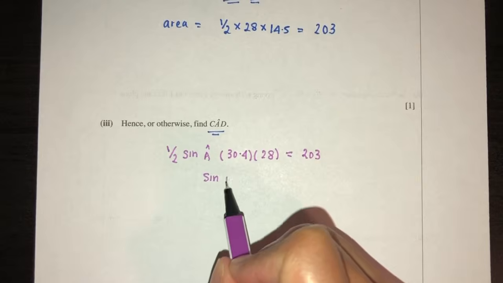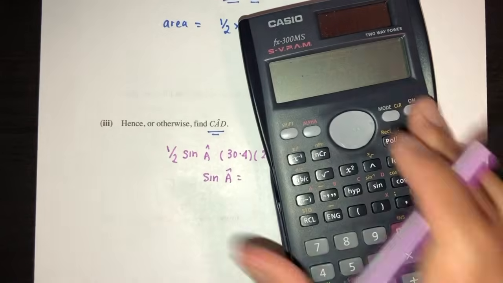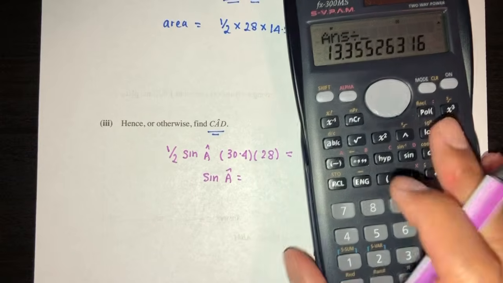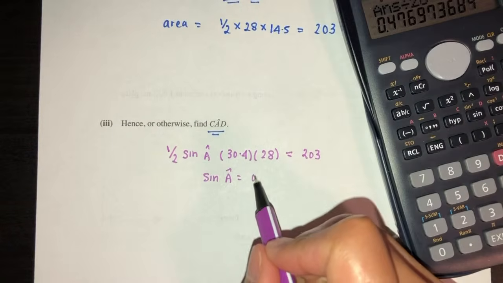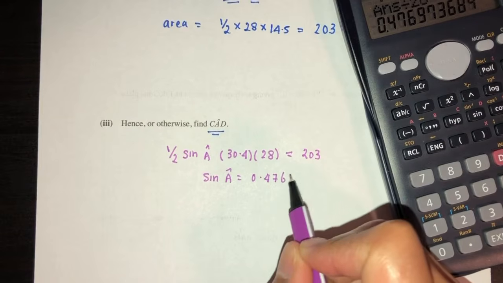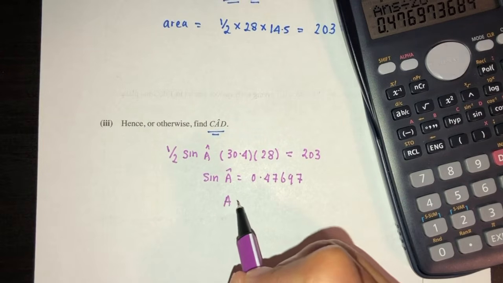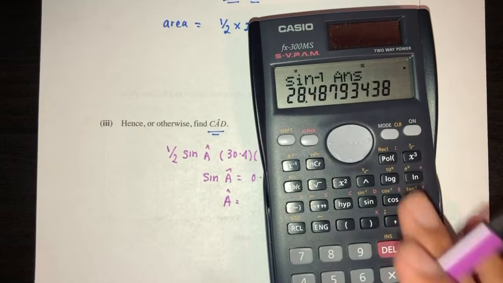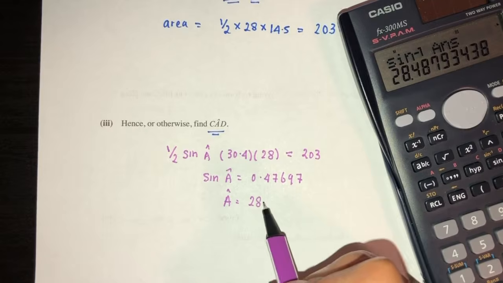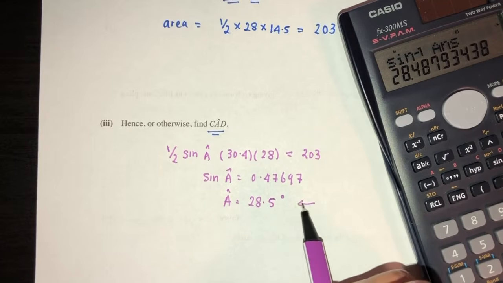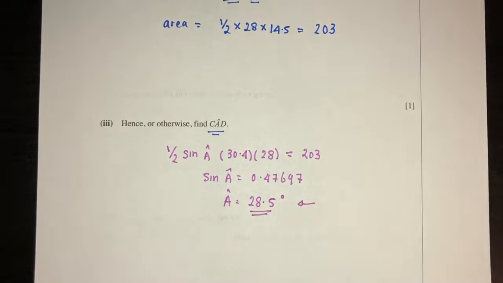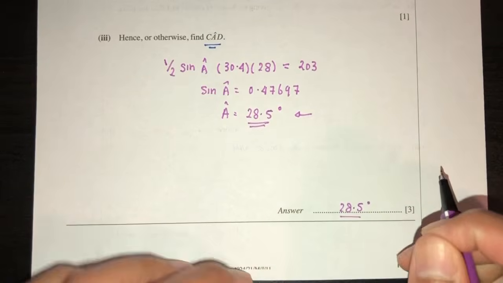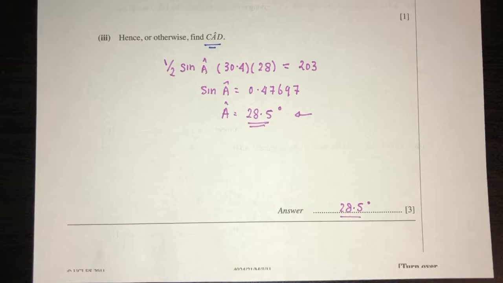Now sine of A is 203 times 2 divided by 30.4 divided by 28. That will be 0.47697. So A will be sine inverse of that. That will give you 28.5. So I was wrong. 28.5 should be your angle CAD. That will be your angle CAD, and that is your question number 7.